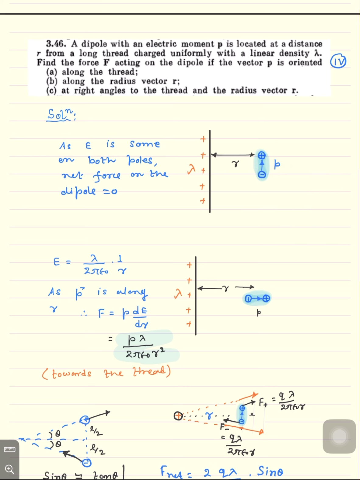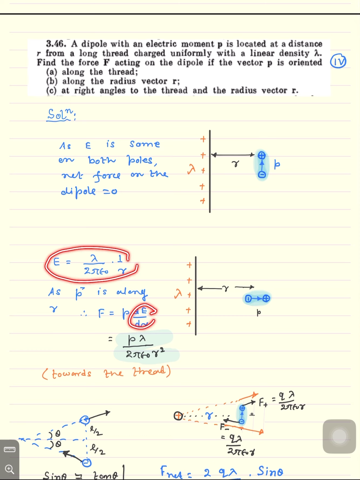In the second case, the dipole is along the radius vector, that is, the dipole is parallel to the radius vector. This is the fit case where we can apply a very popular relation for finding the force on a dipole, P dE/dr, if the dipole is oriented along r. Then this formula gives the proper result. So we don't have to do much calculation, just use this formula.